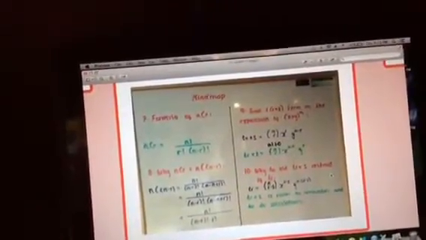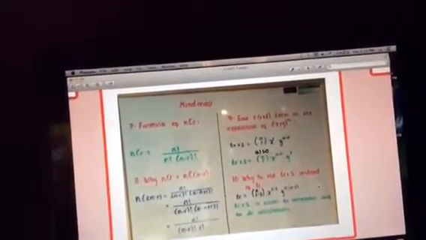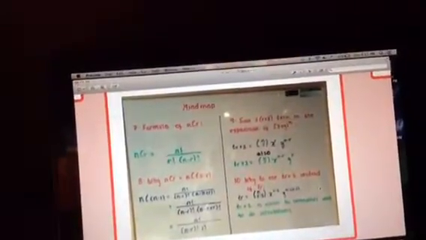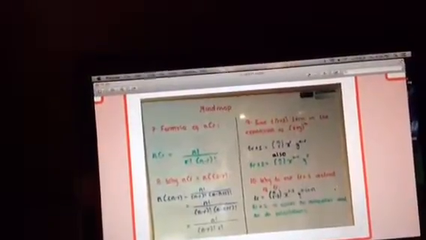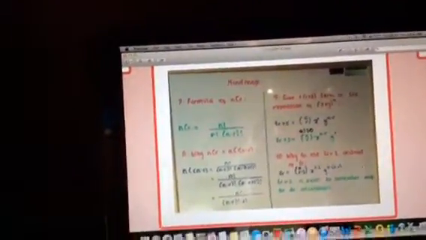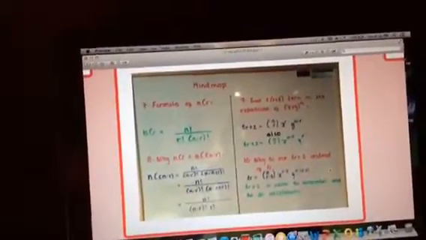The T(r+1) term in the expansion of (x + y) to the power of n is T(r+1) equals n choose r, x to the r, y to the n minus r. Also, it can be T(r+1) equals n choose r, x to the n minus r times y to the r. You can choose it from the type of exercise, and you can choose what is better for you.